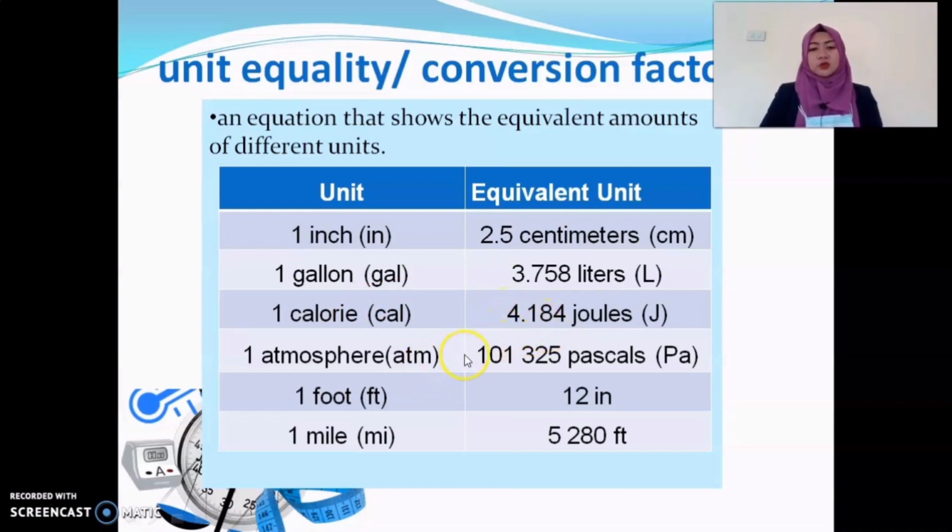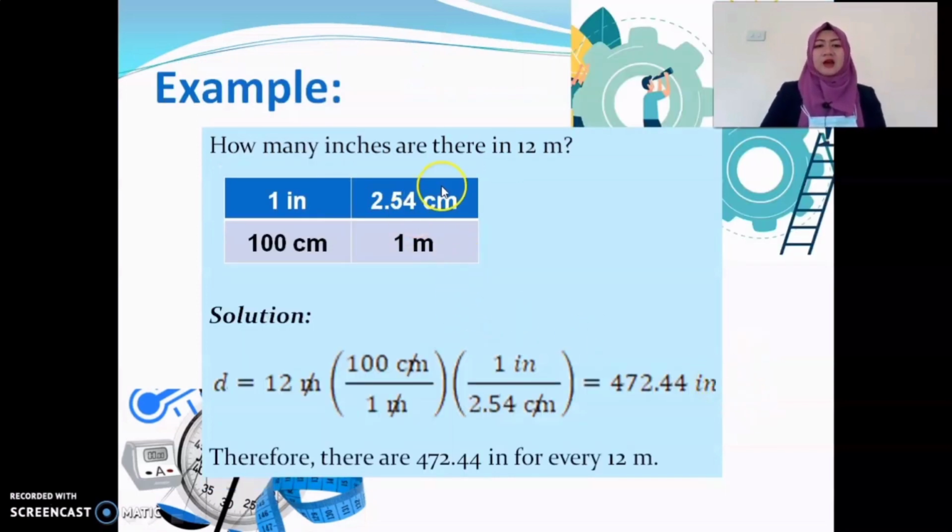1 atmosphere is equal to 101,325 pascals. 1 foot is equal to 12 inches. And 1 mile is equal to 5,280 feet. For example, how many inches are there in 12 meters? What you have to do is recall the equivalence of inches to meters. You have to recall that 1 inch is equal to 2.54 centimeters and 100 centimeters is also equal to 1 meter. So to get the value of 12 meters in inches, you use this.